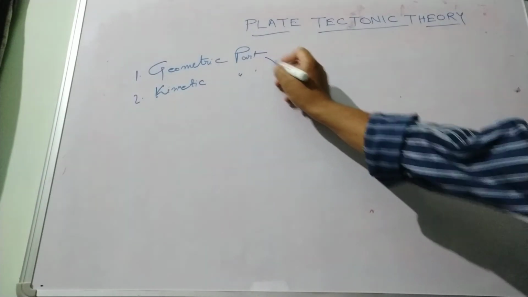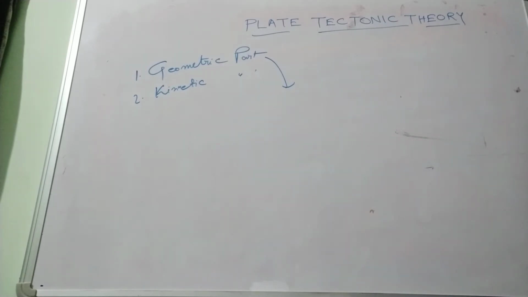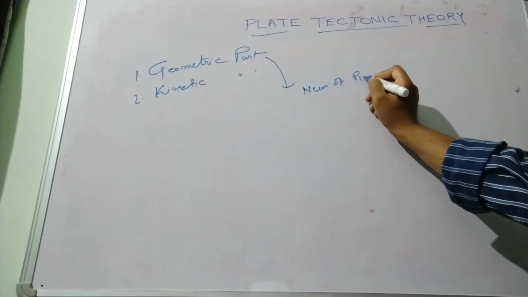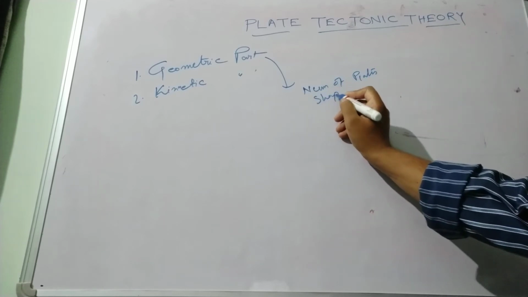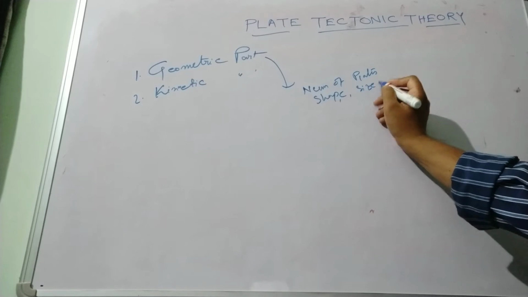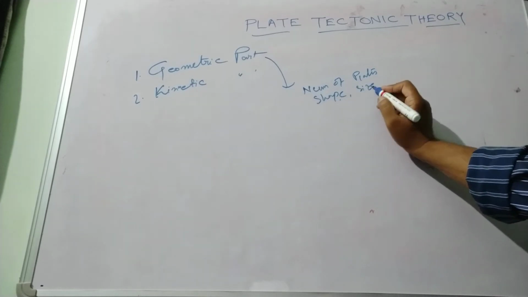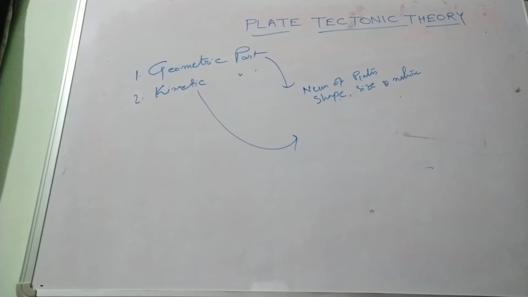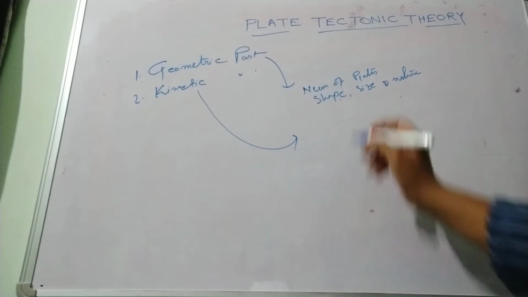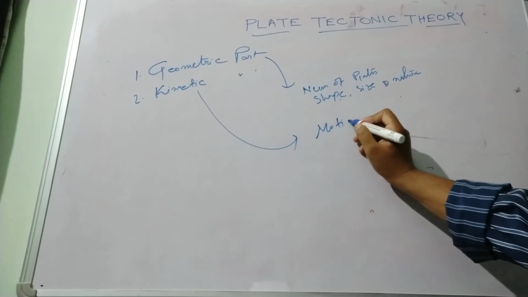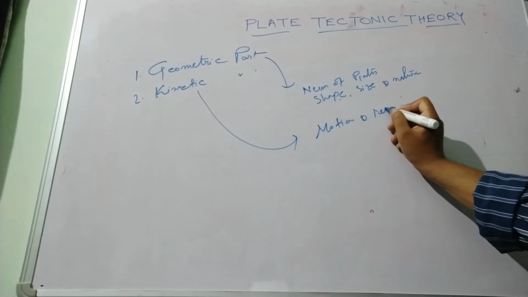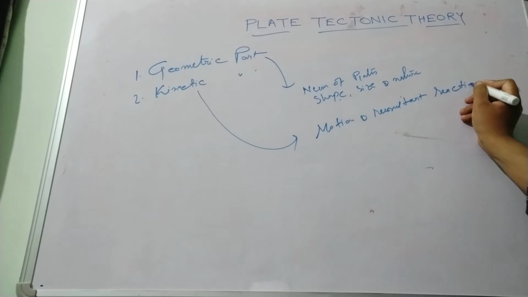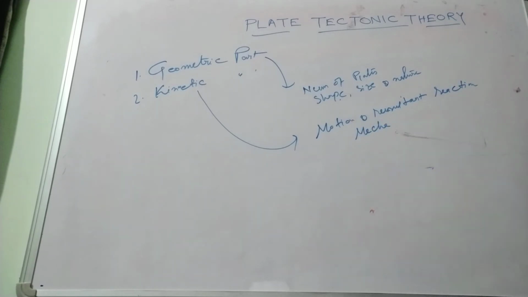The geometric part describes the number of plates, shape, size, and nature. The kinetic part deals with the motion and resultant reaction, the mechanism of plates.